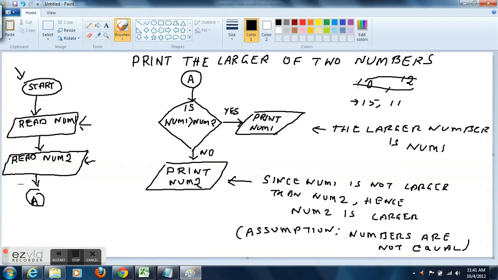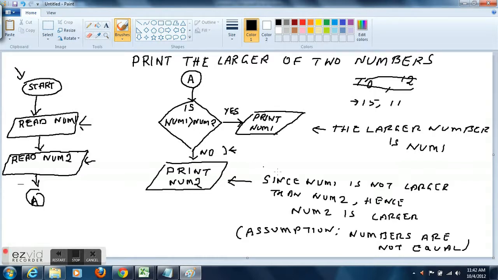Okay. So I have written the reason also. If number 1 is greater than number 2, the larger number is number 1. Whereas if number 1 is not greater than number 2, the larger number is number 2. And always the print statement, since it is an output statement, will be written in a parallelogram. Okay. So look carefully at this decision box, which is drawn in a diamond shape.